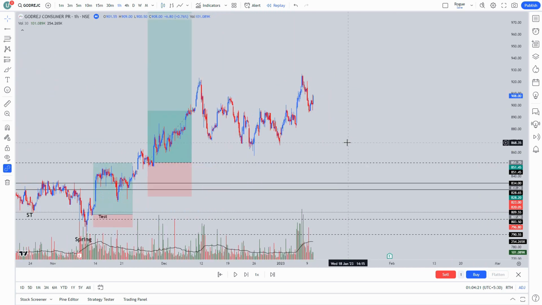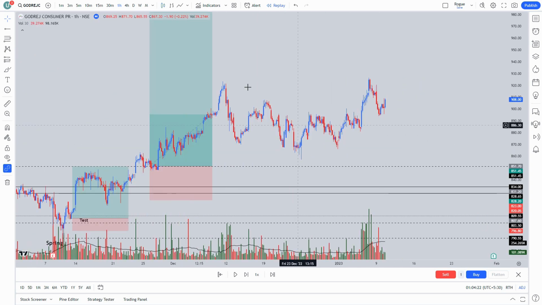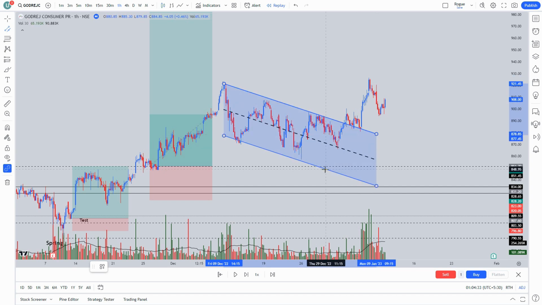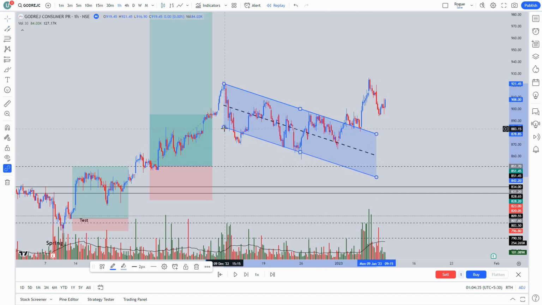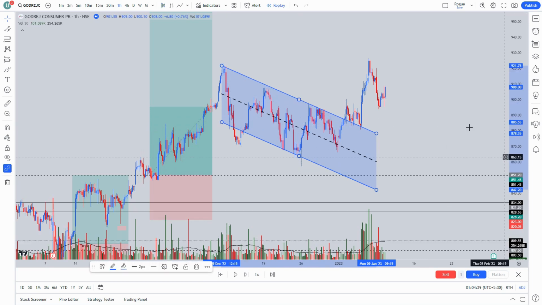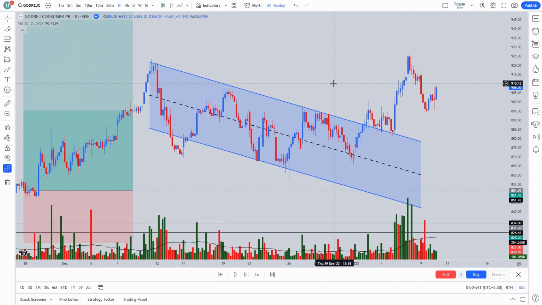Perfect. Now if you observe carefully right here, we also have one more opportunity. I'm going to give you an introduction to it. It's called the angular schematics. What is an angular schematic? It is nothing but when you have an angular corrective, and within that corrective you have multiple legs. Actually, you have a multiple leg corrective right here, right?